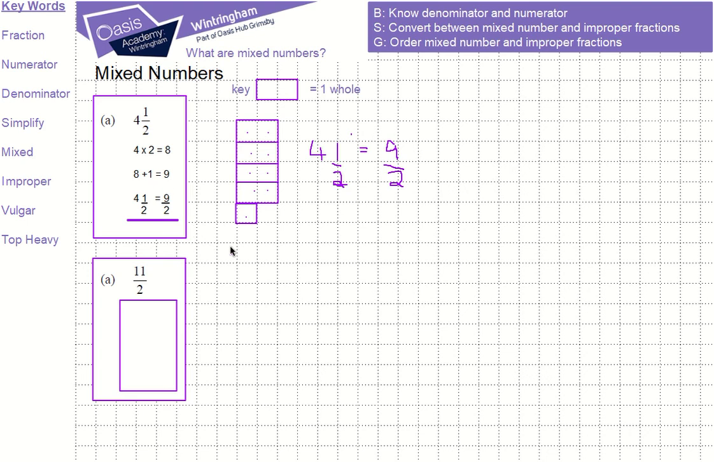When you're doing the questions on the next slide, it's really up to you if you want to draw the diagrams or if you want to use the number method of working out.